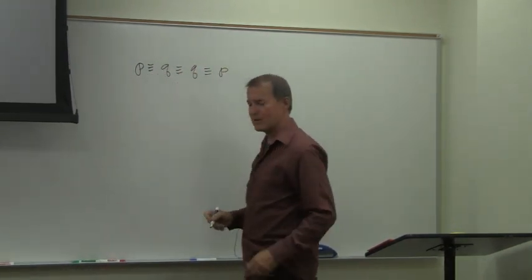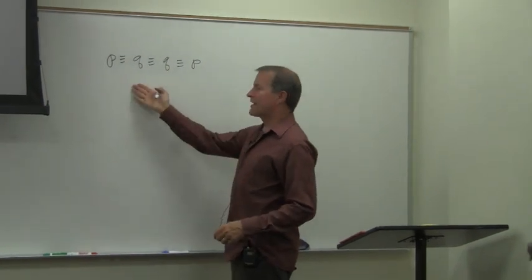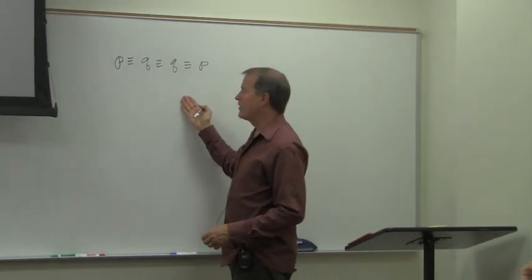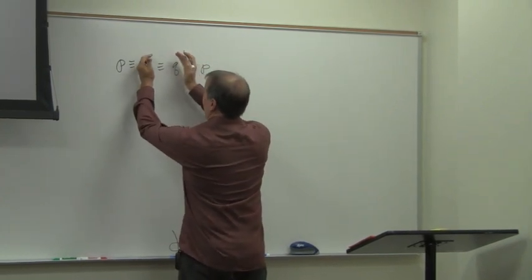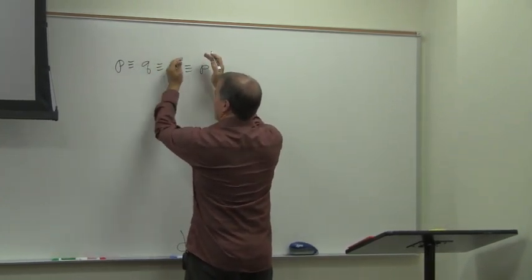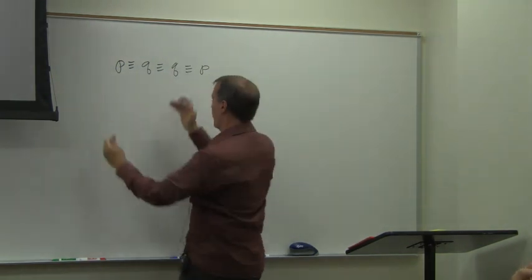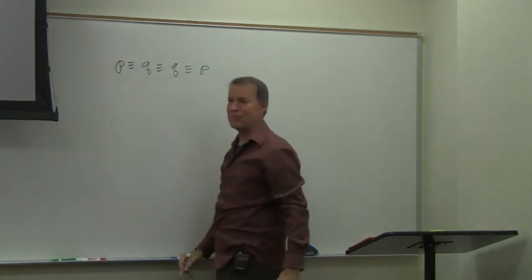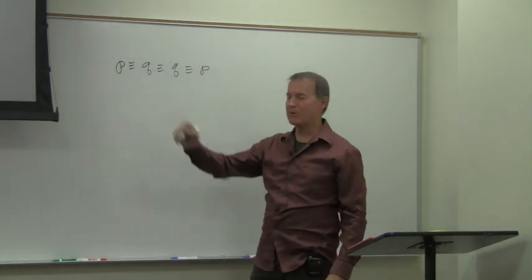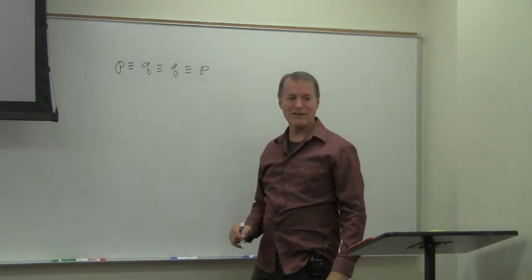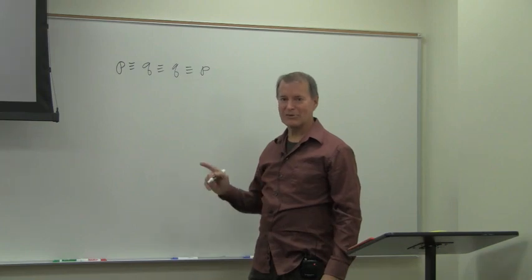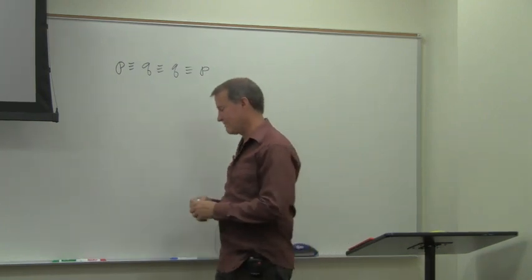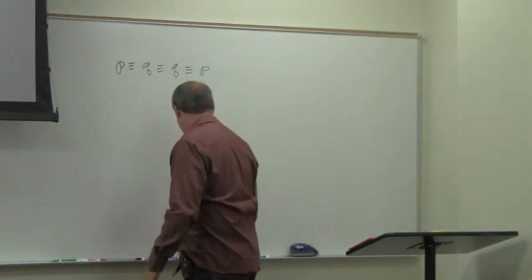Now here's the thing, you guys. Because equivales is associative, you could put the parentheses around here, or around all three of these, or around this, or around this. You can put them anywhere you want. That's what 3.1 tells us. Is everybody clear on that? Yeah. That's what associativity tells us.